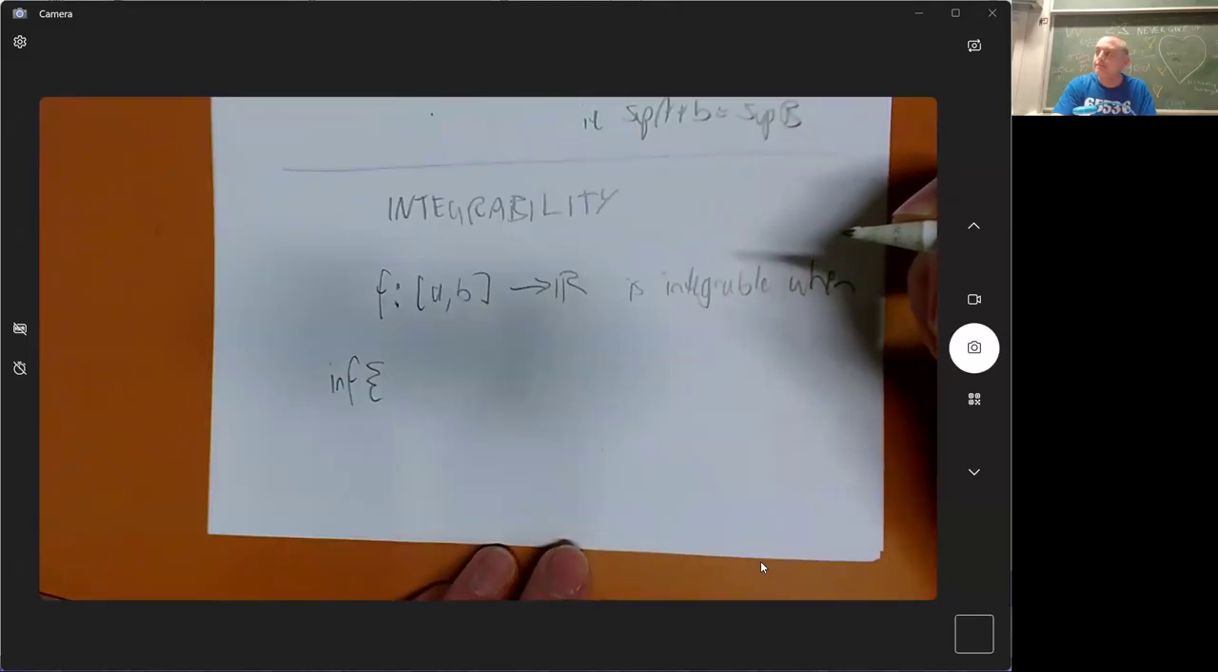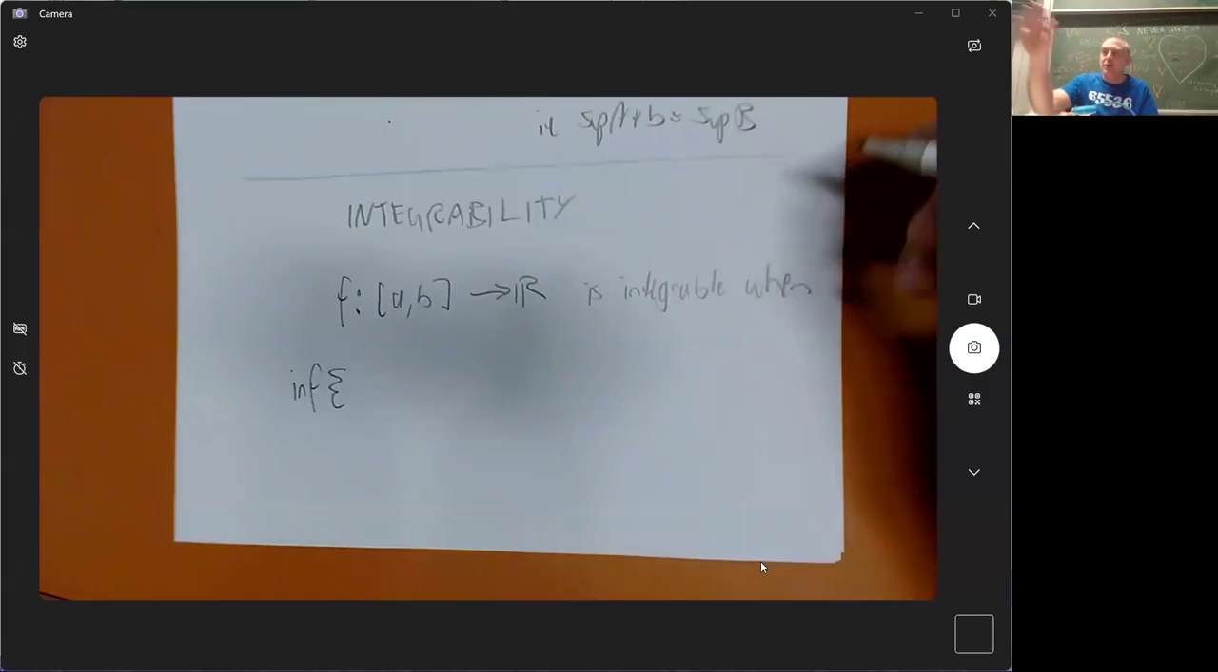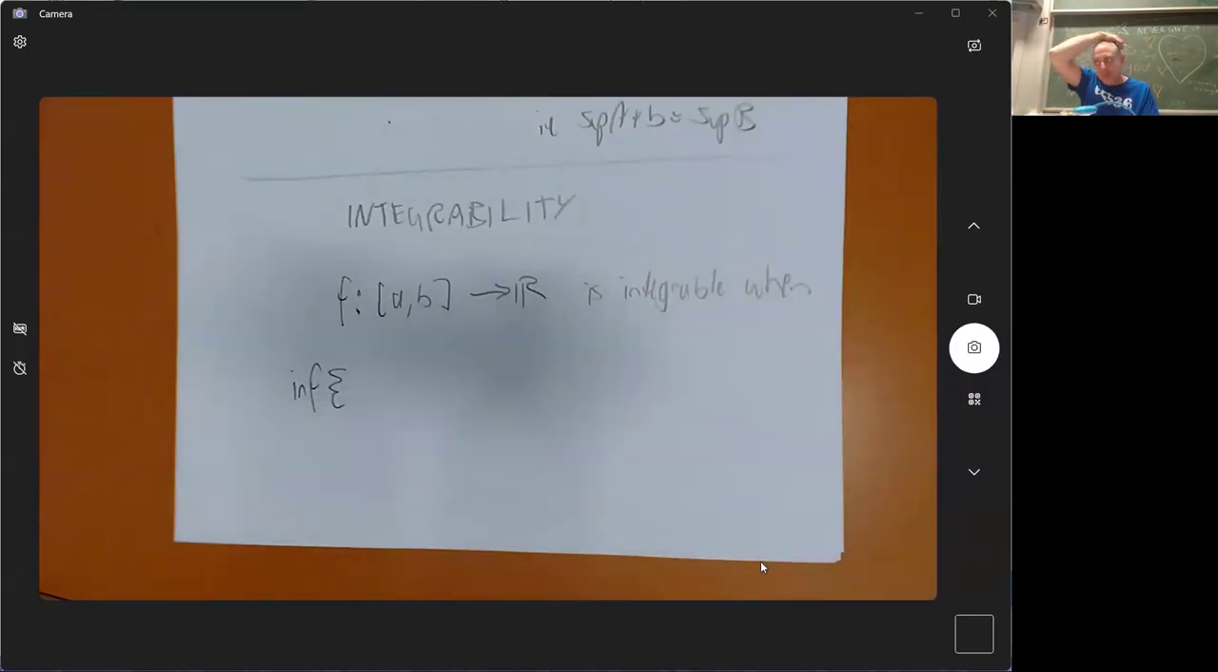Is it if the difference between them is less than any epsilon? That's the one. Yeah. Okay. I'm going to make sure that we can all, especially people online, hear what's happening there.